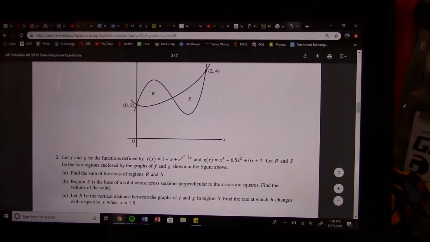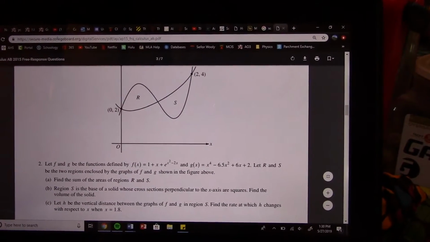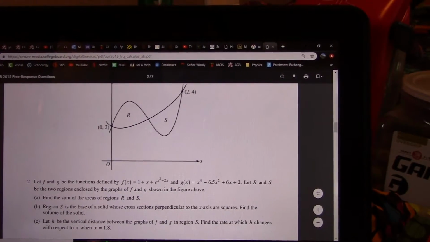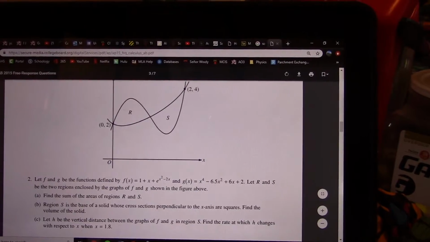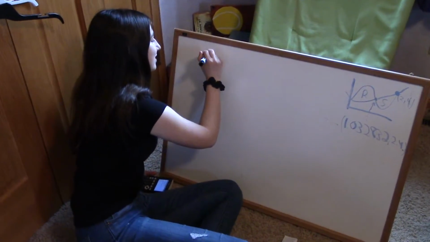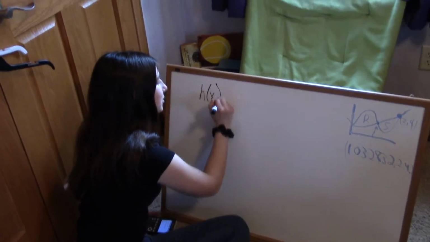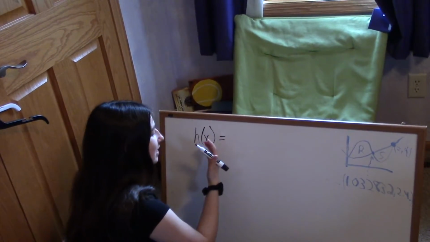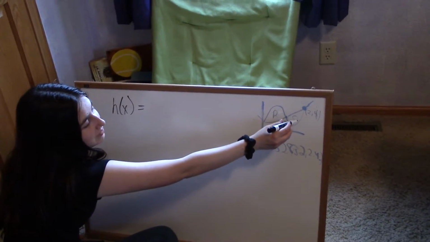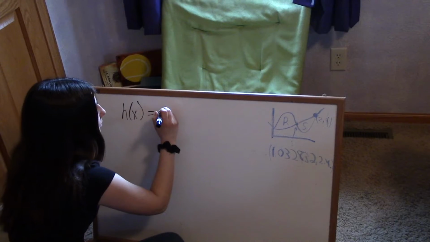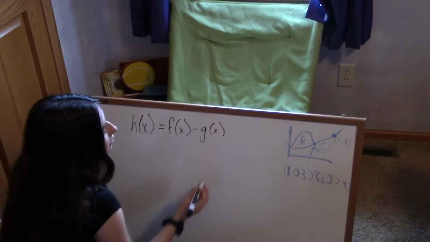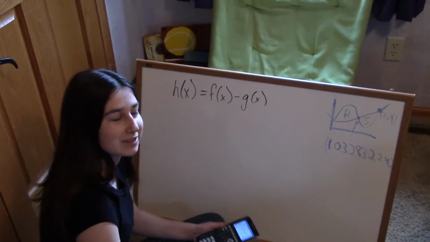Part C. Let h be the vertical distance between the graphs of f and g in region S. Find the rate at which h changes with respect to x when x equals 1.8. Okay, so for this part, we're going to try and find the rate of change, so we'll use h of x and set it equal. Since we're finding it in region S, f of x is on top and g of x is on the bottom, so it's upper minus lower. So it's f of x minus g of x. And the rate of change is like the slope, so we're trying to find the derivative.